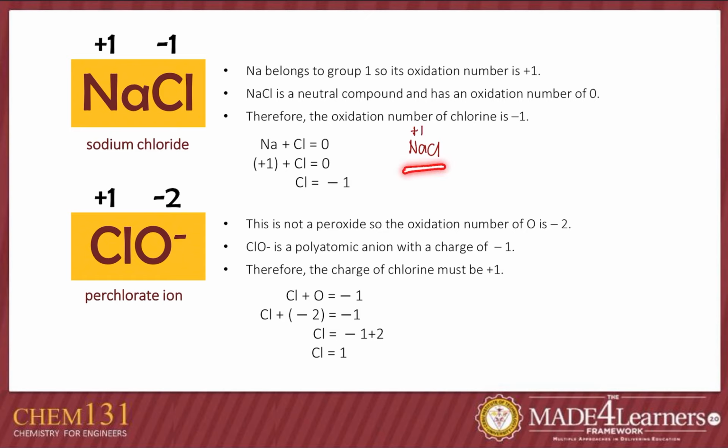And then because sodium chloride, unsa man ni siya, this is a neutral compound. And diba sa rule nga ang summation sa tanan oxidation numbers kay equal to 0 for a neutral compound. Meaning, kung i-add nato ang oxidation ni sodium ug ang oxidation number ni chlorine, dapat equal to 0. So, meaning, si sodium is positive 1, plus 1, equal to 0. So, pila diay si chlorine. So, chlorine has an oxidation number of negative 1.